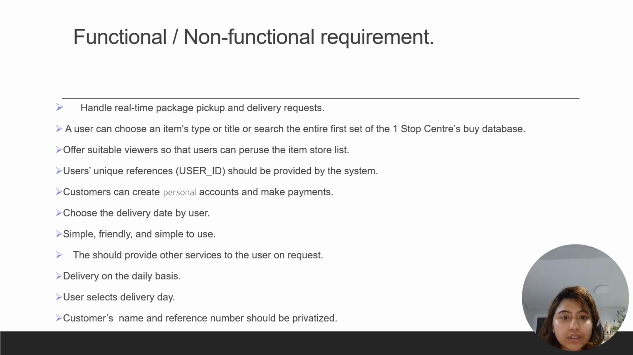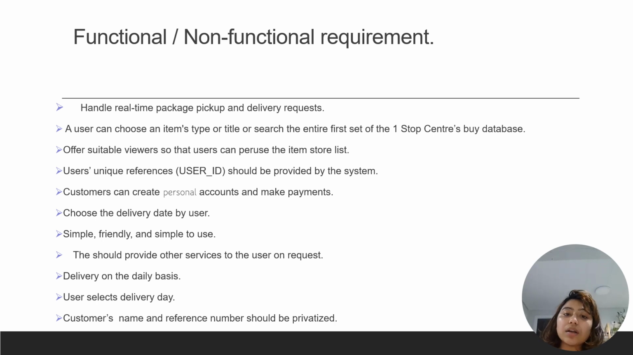It's about the functional and non-functional requirements. Moving with the functional ones, first, it handles real-time packaging, pickup and delivery requests. Secondly, a user can choose an item type or search the entire facet of the first stop center by date. Thirdly, it should offer a suitable viewer so that users can pursue the item store list. The fourth one is that unique user references should be provided by the system. The company should not place barriers on them, so they have to provide them in the system. And the fifth one is that customers can create a personal account and make payments. Lastly, the delivery date should be chosen by the users, not by the organizations.